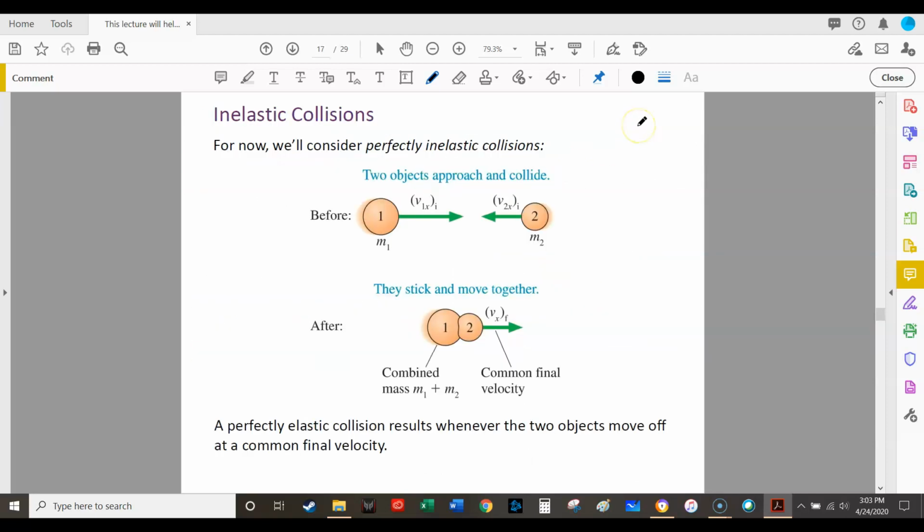Well, let's move on to inelastic collisions. Again, inelastic collisions are the opposite of elastic collisions, which means instead of being bouncy, they're going to be sticky. So when they hit each other, you've got object 1 and object 2 moving at each other with differing velocities. When they hit, they're going to stick together and they're going to have one common velocity and a combined mass. Okay.